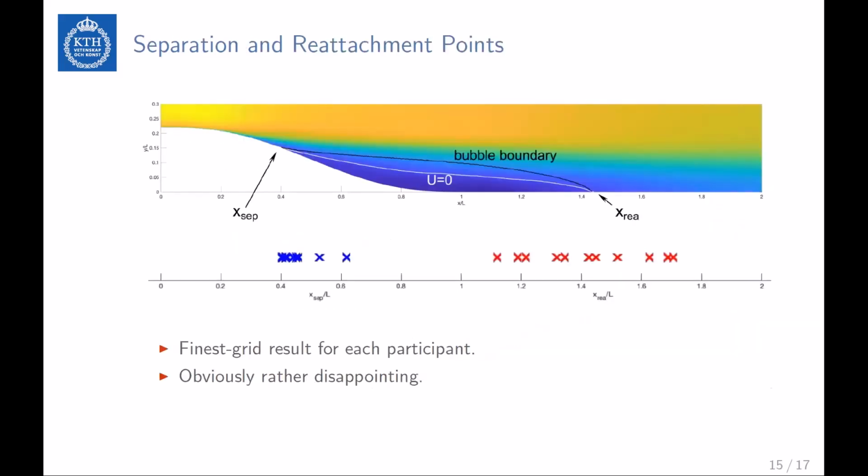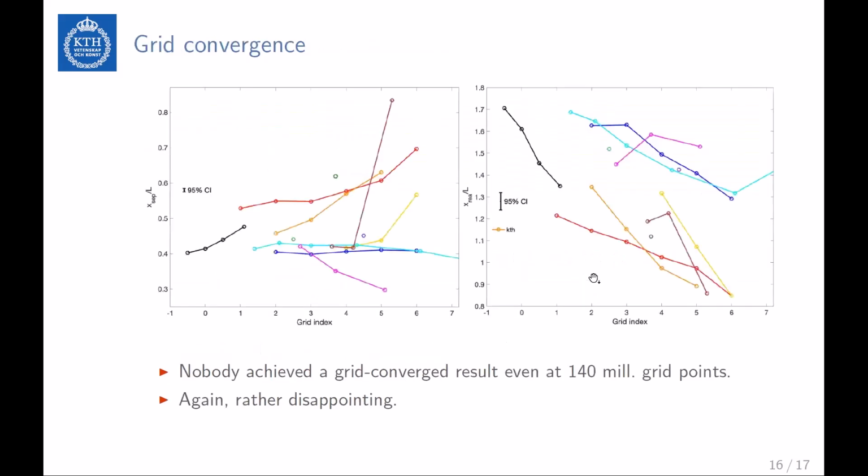So that was maybe a bit disappointing. We didn't get to a common result with our simulations. They're all a little bit different depending on the settings. But to put this into context, this is just separation and reattachment region predictions from all the participants of the workshop on their finest grid, okay? And we see that there is a huge spread. So not only did we not arrive at the same result at all, the same is true if you look at grid convergence. We want to see a plateau here, but nobody plateaus. You refine the grid, but the location changes.